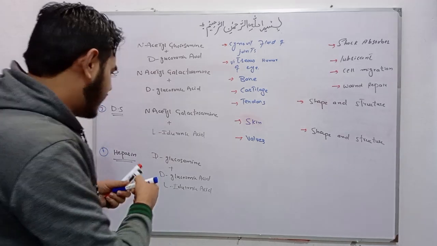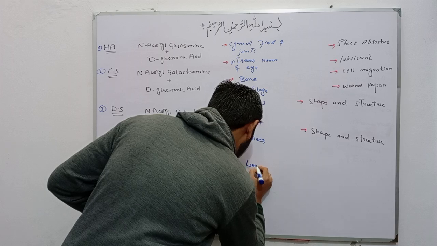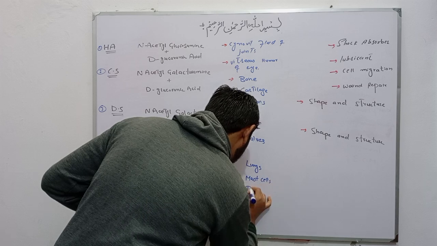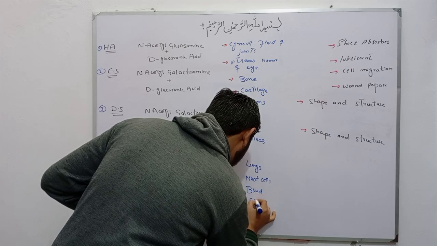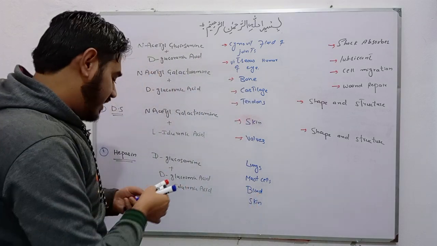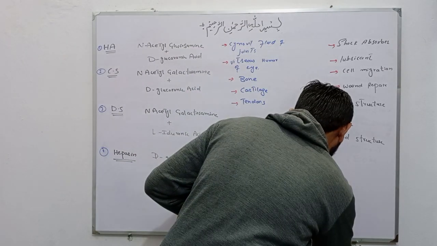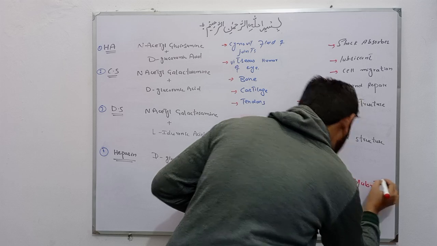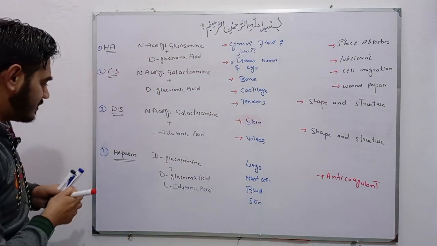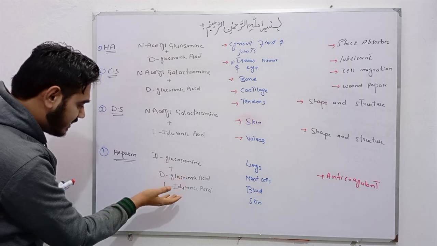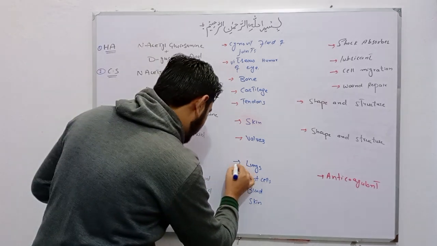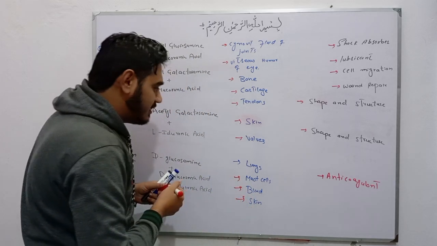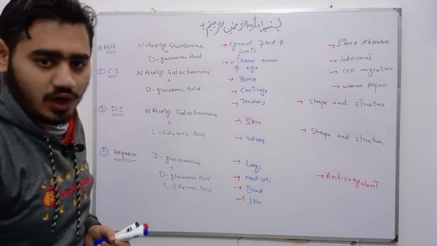And heparin is present in lungs, mast cells, blood and skin. And heparin acts as an anticoagulant. Okay, students, heparin is made up of D-glucosamine and D-glucuronic acid and L-iduronic acid. It is present in lungs, mast cells, blood and skin, and it is responsible for anticoagulation.